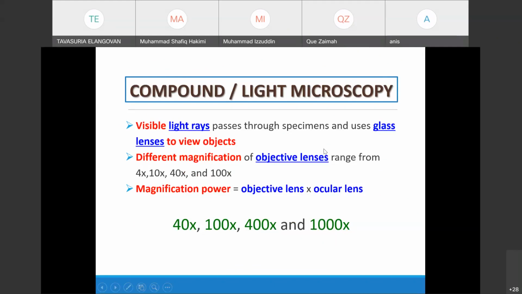So for the light microscope, there are 2 types: compound light microscope and stereo or dissecting microscope. Okay, so these are the 2 microscopes you have learned during your lab. Okay, so I hope you are already familiar with the parts and functions of the microscope, together with how to use the microscope to observe the image.